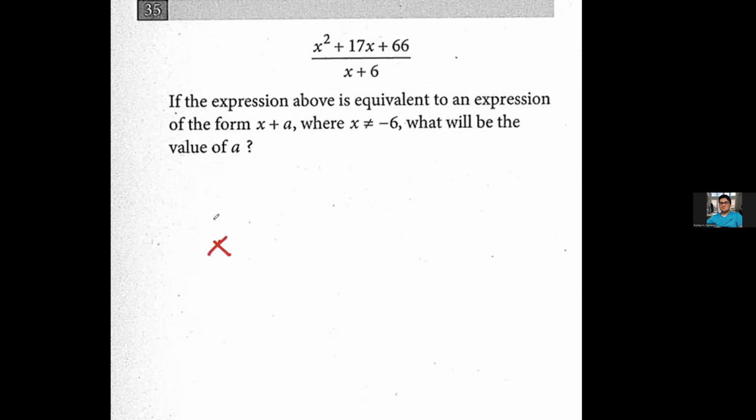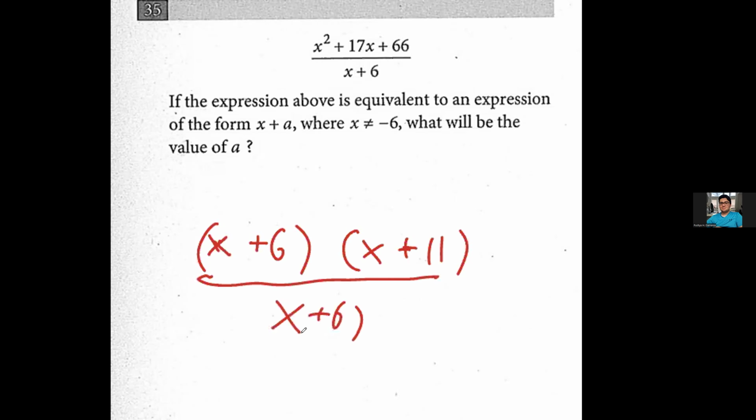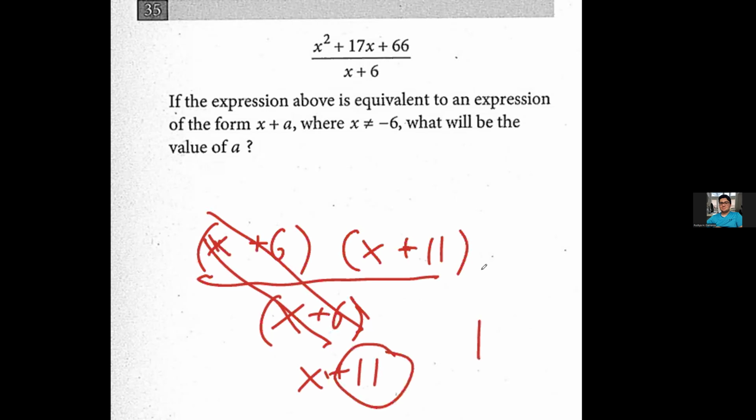In this case, it would be x plus 6 and x plus 11. Yeah, because 6 times 11 is 66 and 6 plus 11 is 17. So these are the two intercepts, and then the bottom equation is still x plus 6. And then these two cancel out. So we're just left with x plus 11. So what is the value of a? x plus a. A is just 11. So the correct answer is 11.